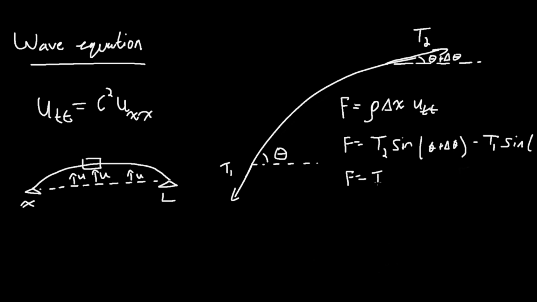I'm going to skip a step here. I'm factoring out these tensions, because what I'm saying here is T2 is equal to T1, so they're just equal to tension. If they're both the same, I can factor it out. Like so, this is our tension forces, and then sine of theta plus delta theta, minus sine theta. It's real, trust me.